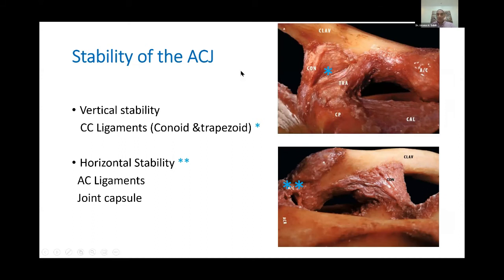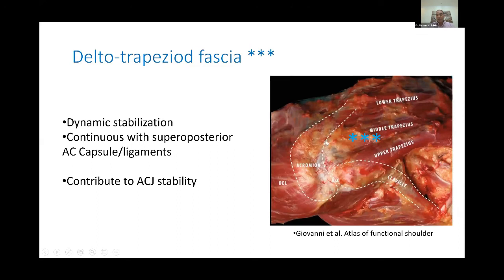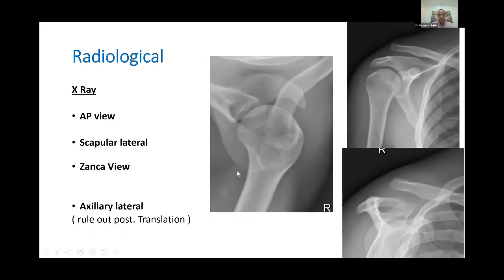The first message today is that when we repair or manage the AC joint, we have to address the three important structures which stabilize it: the CC ligament, the conoid and trapezoid, and the acromioclavicular ligaments and capsule. And the third structure is the deltotrapezial fascia, a very important stabilizer in the dynamic setting. So again, we have to address the three structures.